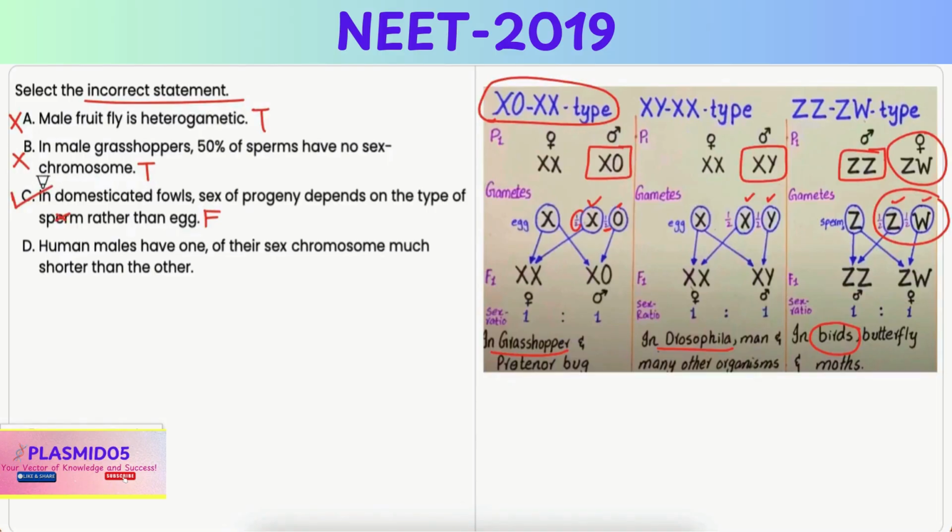Option D, human males have one of their sex chromosomes much shorter than the other. This is also true. In humans, males have one X chromosome which is longer and one shorter Y chromosome. Thus, it is an incorrect option.